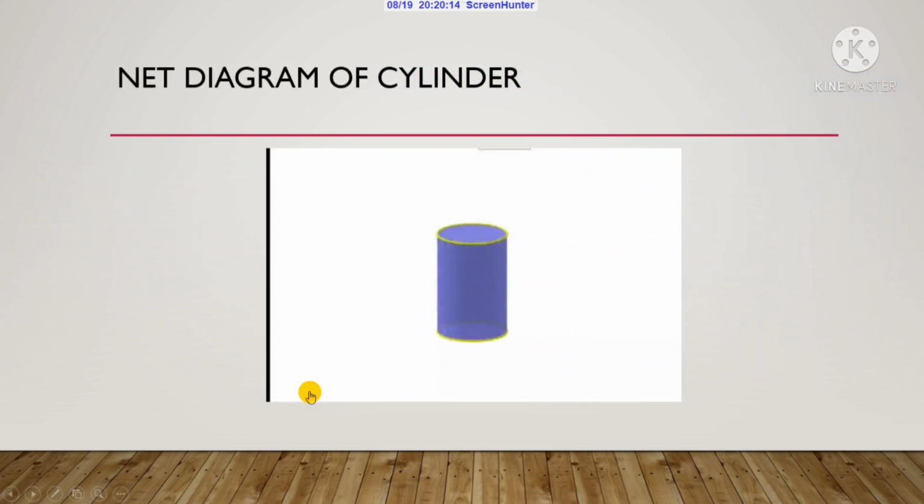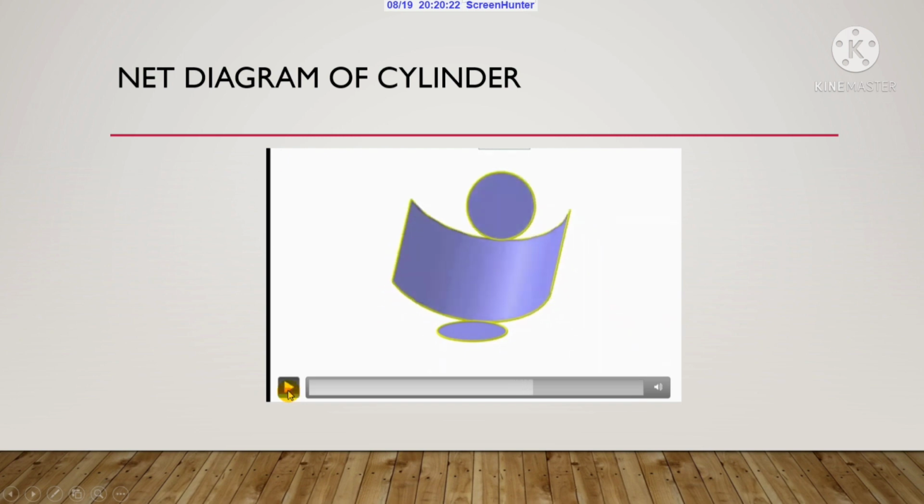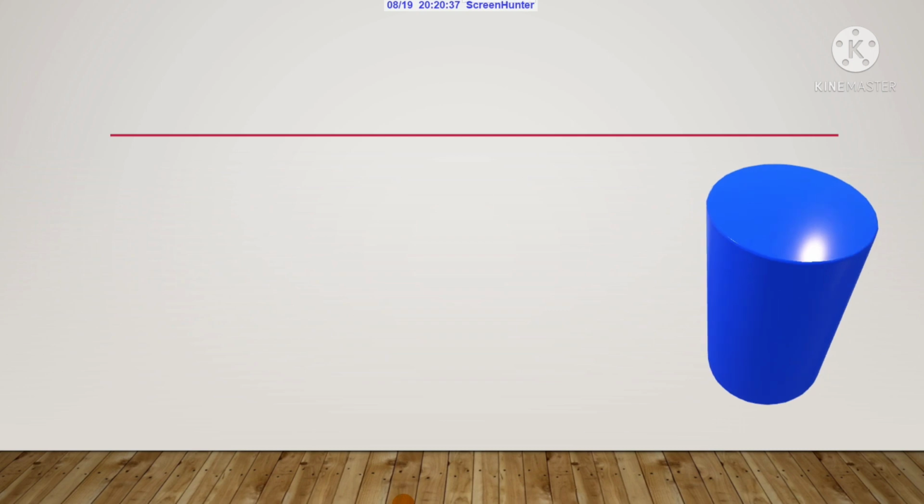Okay, so next, what is the net diagram of the cylinder? That means if you cut and open it, what you will observe is, see here, the top and bottom are circles, and the entire curved surface will become a rectangle. And next we'll see one example for this.